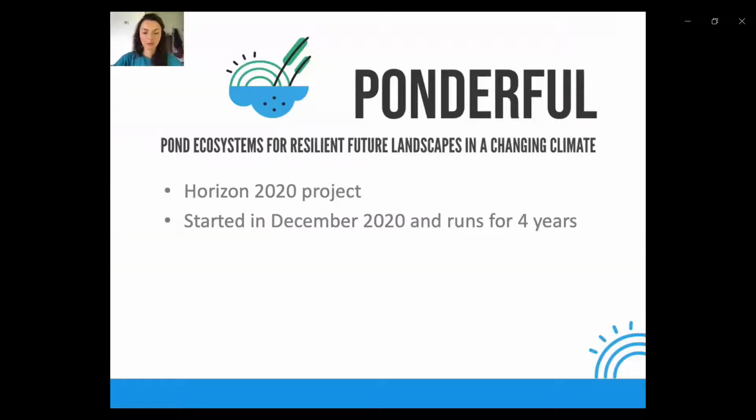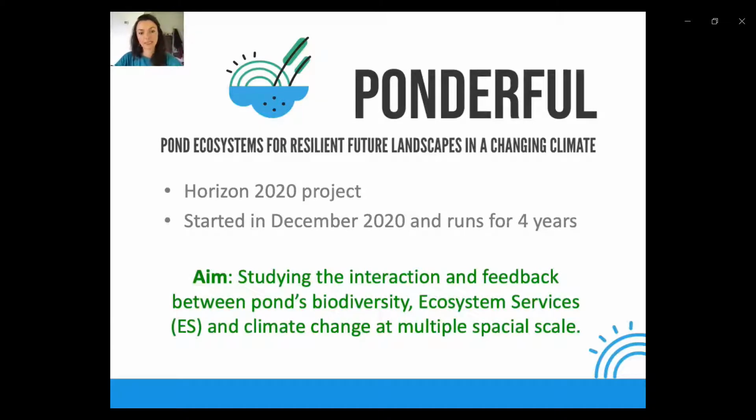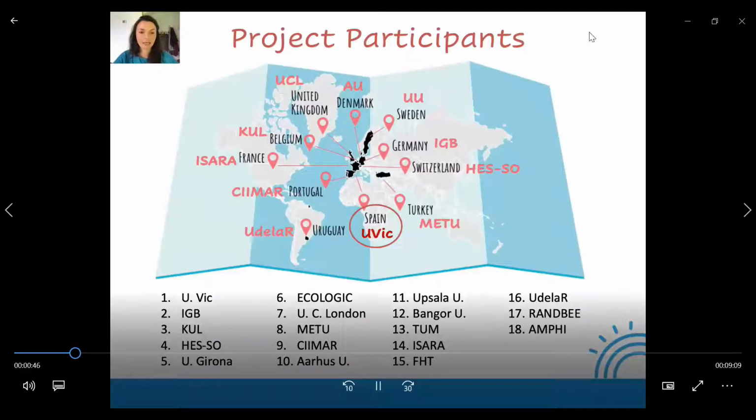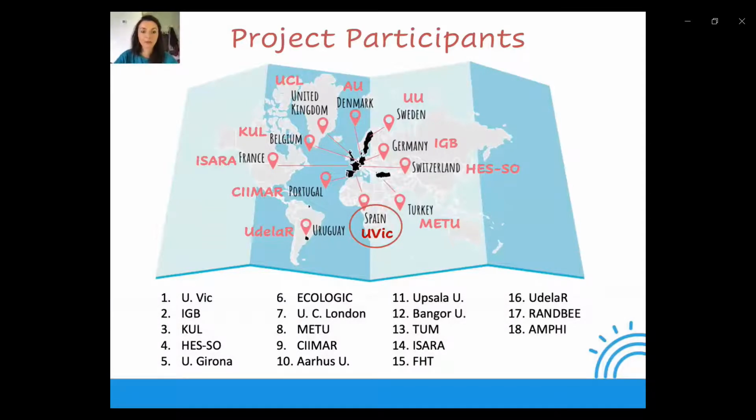Ponderful is a European project under the umbrella of Horizon 2020. It started last December in 2020 and it runs for 4 years. The main objective of Ponderful is studying the interaction and feedbacks between pond biodiversity, ecosystem services, and climate change at multiple spatial scales. Ponderful is a multidisciplinary and highly collaborative project that involves 18 partners distributed in 8 different countries across Europe, also including Uruguay. And the University of Vic in Spain acts as the main coordinator of the project.